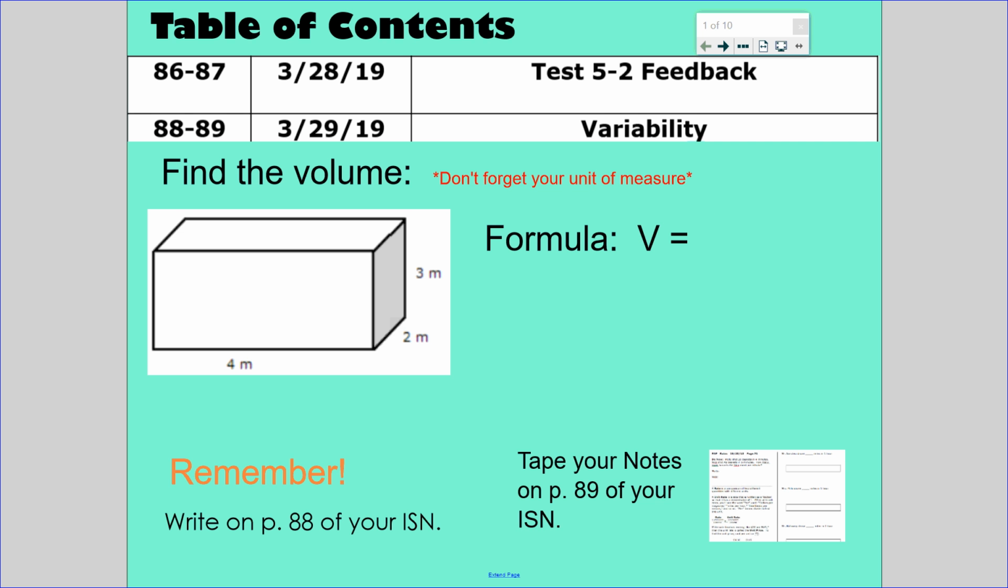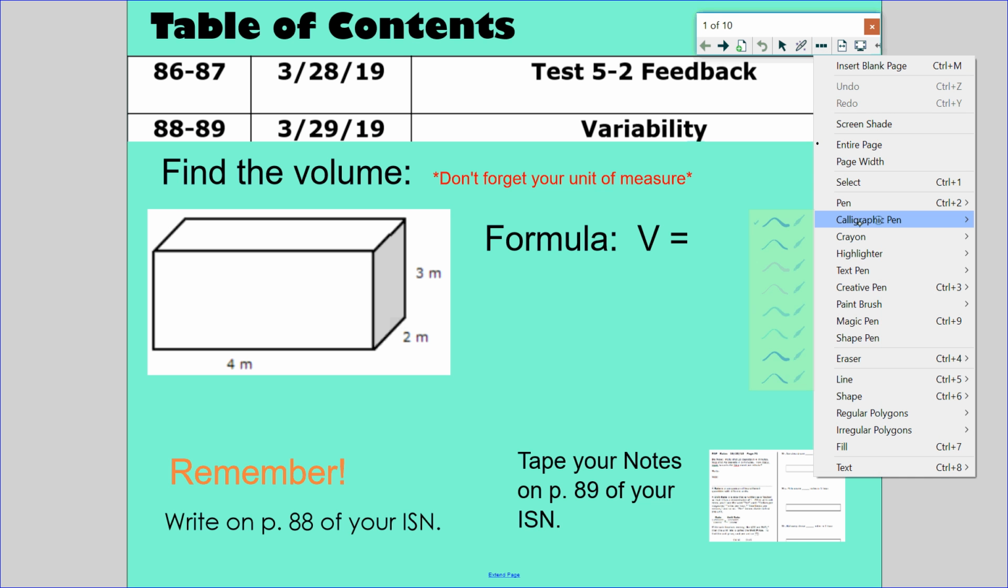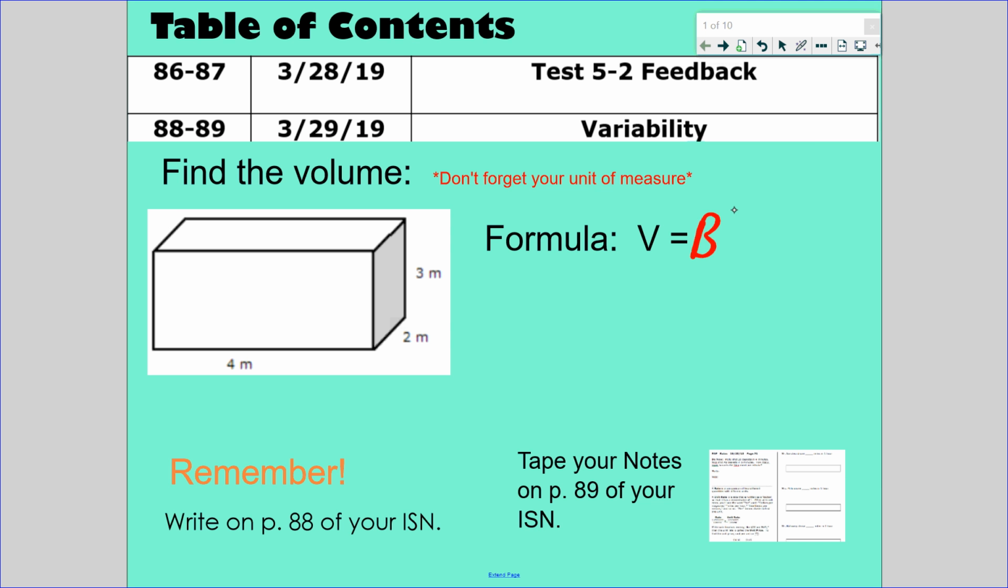Capital V equals capital B times H. So again, what does this capital B mean? It is the base. What shape do you see on the bottom of this box? A rectangle. So they want you to find the area of this rectangle. So what is the area of a rectangle? Base times height. Then you multiply it by the height of this rectangular prism, which is 3.